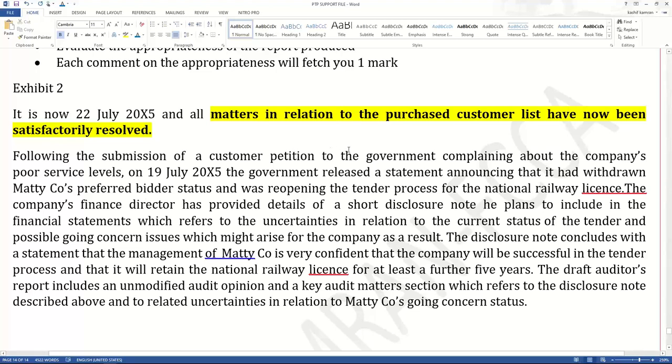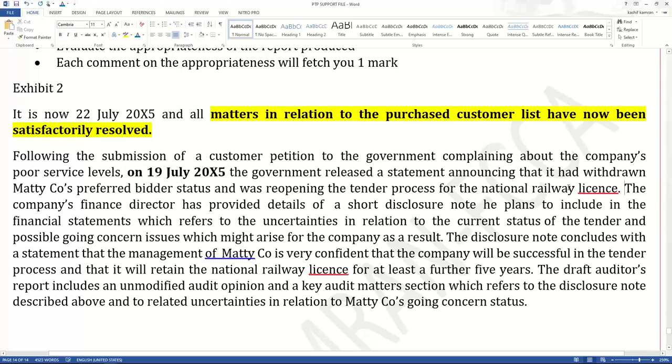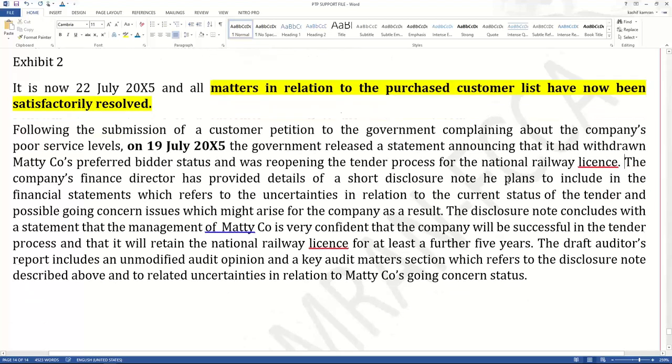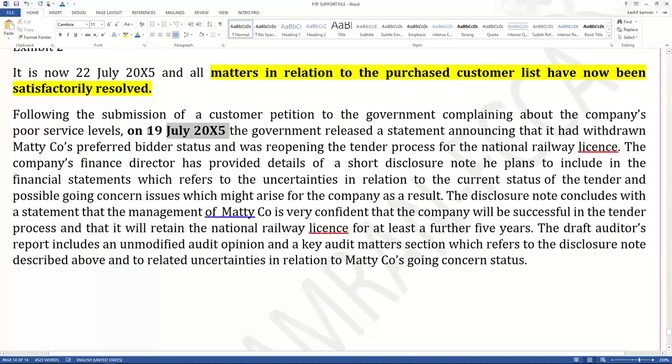Following the submission of a customer petition to the government complaining about the company's poor service level, on the 19th of July 2005, that is before the signing of the audit report, the government released a statement announcing that it had withdrawn Petty Company's preferred bidder status and was reopening the tender process for the National Railway License. So is that damaging the going concern status of the company? Because the government took a decision on the 19th of July, and we are standing on the 22nd of July about to sign the audit report.